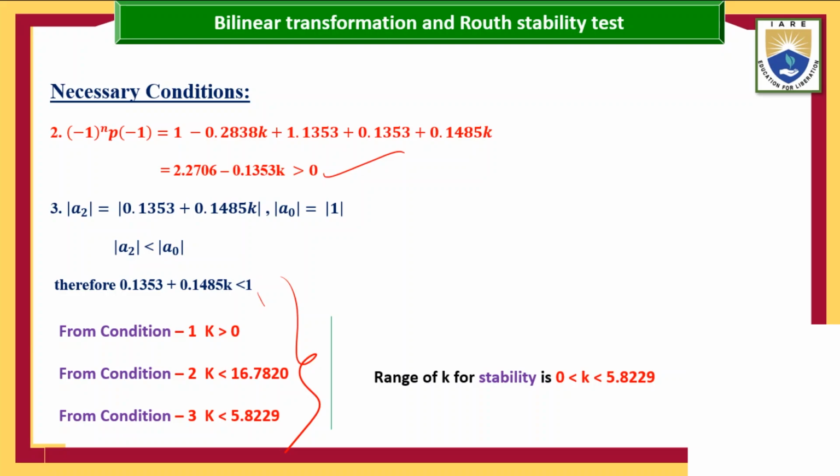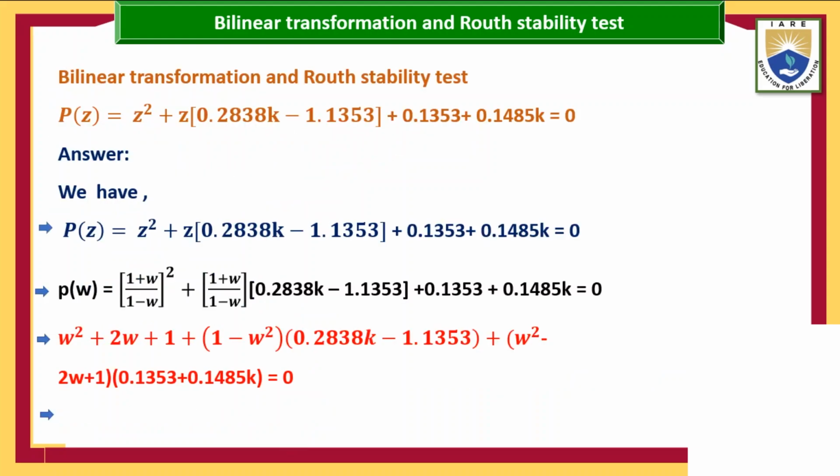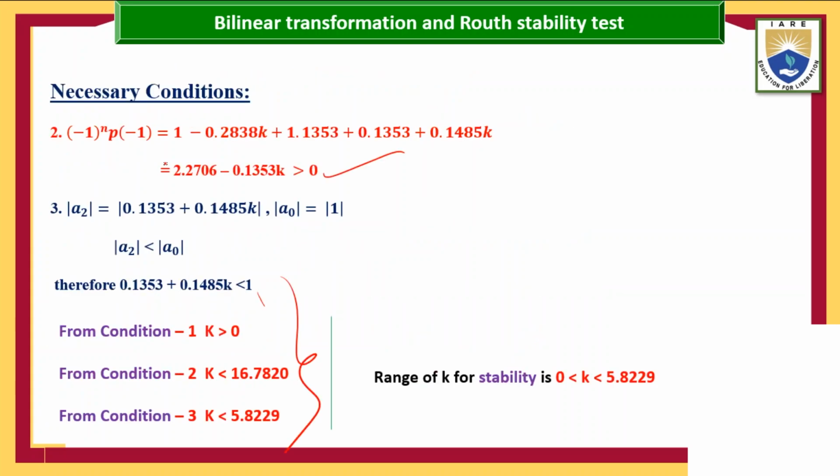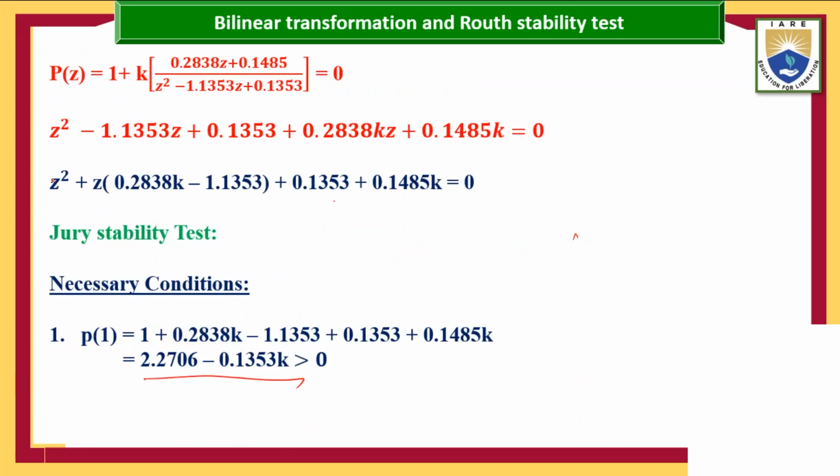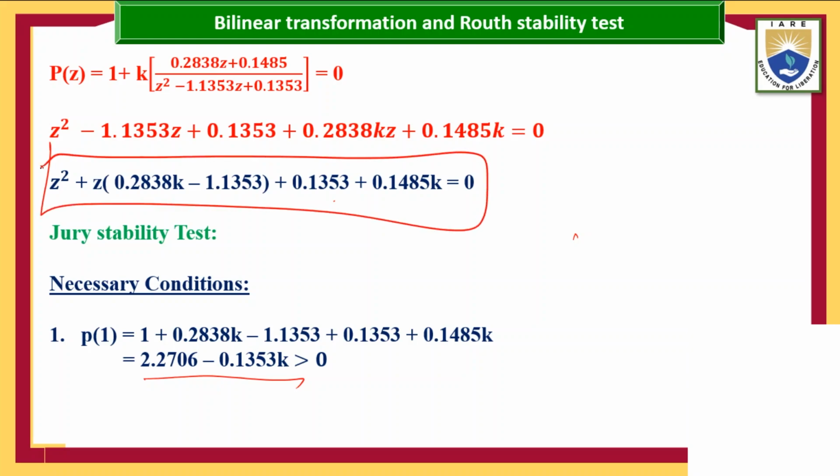Now, in this case, we will find the K value range. I am going to solve the same problem with the bilinear transformation method. What is the characteristic equation we got? We got this characteristic equation. Take that characteristic equation.